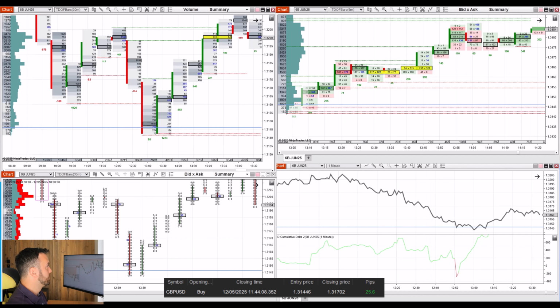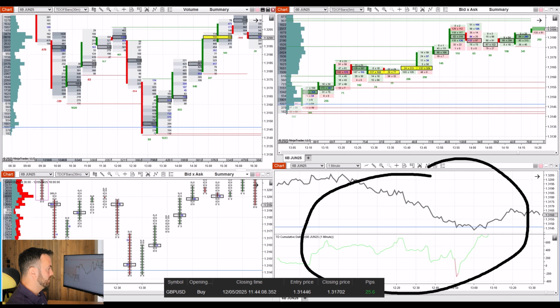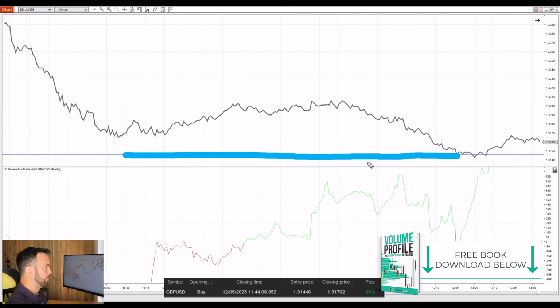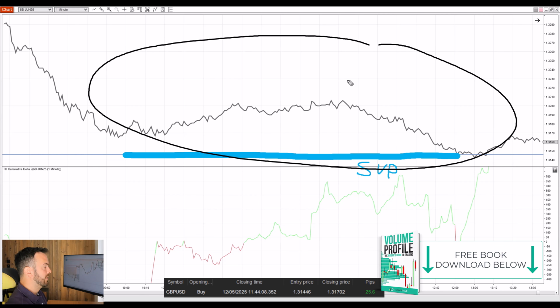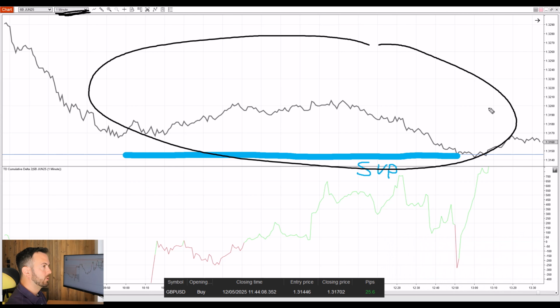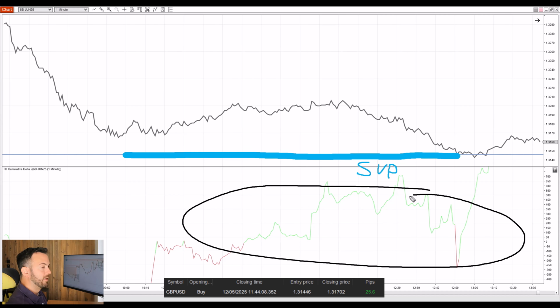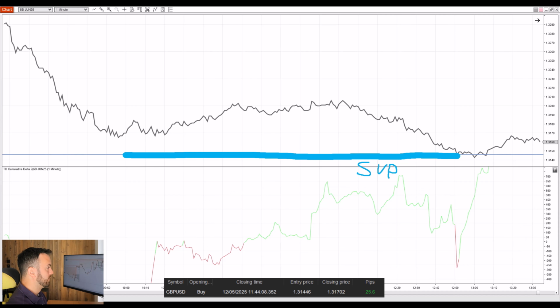Now, this is better visible on the cumulative delta. Let me show you. That's this chart right here. And again, the blue line, that's our support level. The chart at the top, this one, that's 1 minute chart. 1 minute chart of the British pound. And the chart below that, this one, that's cumulative delta. That means basically difference between aggressive buyers and aggressive sellers in real time, cumulative, right?